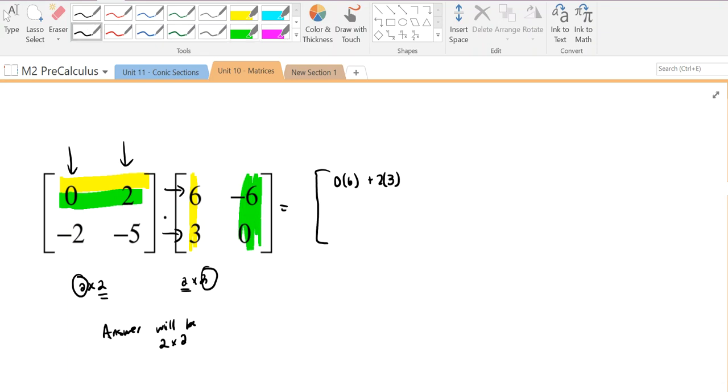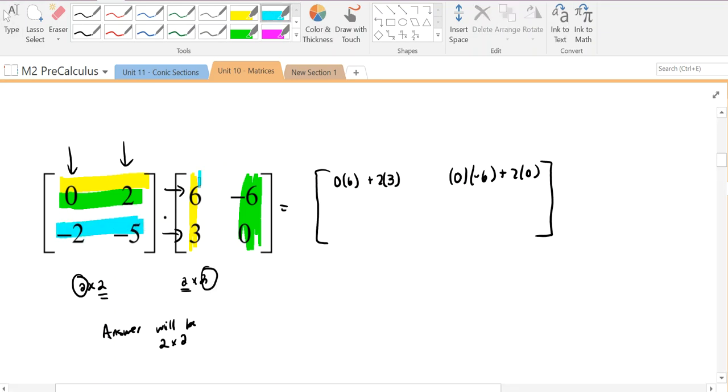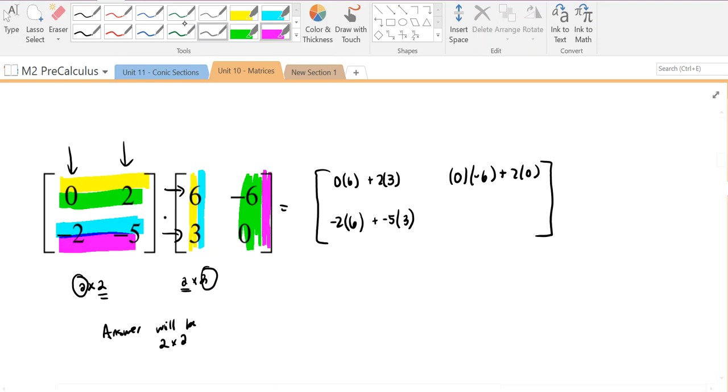Okay, so I'll have 0 times negative 6 plus 2 times 0. Now I'm going to run across this one and dive down this one. That will give me negative 2 multiplied by positive 6 plus negative 5 multiplied by 3. Last but not least, we're going to run across. We're going to dive down. Negative 2 times negative 6 plus negative 5 times 0.